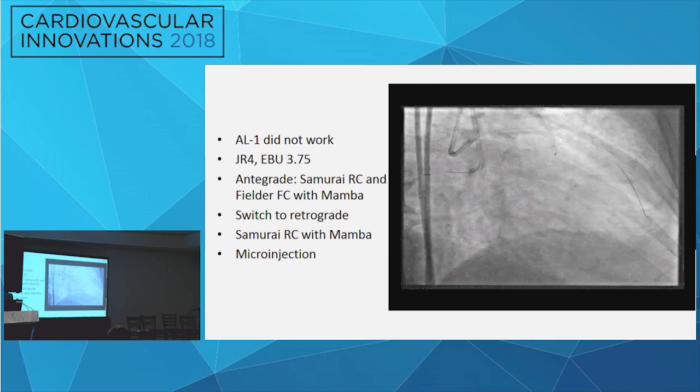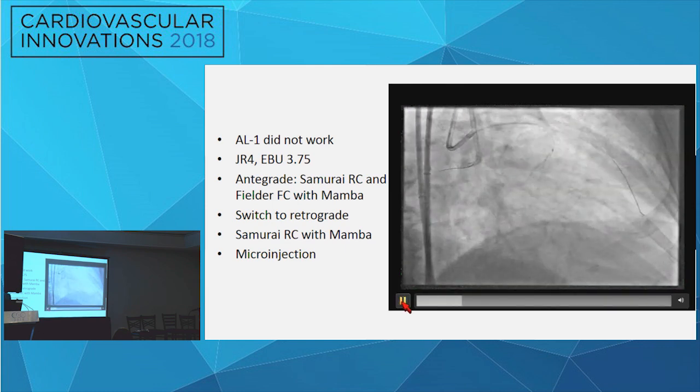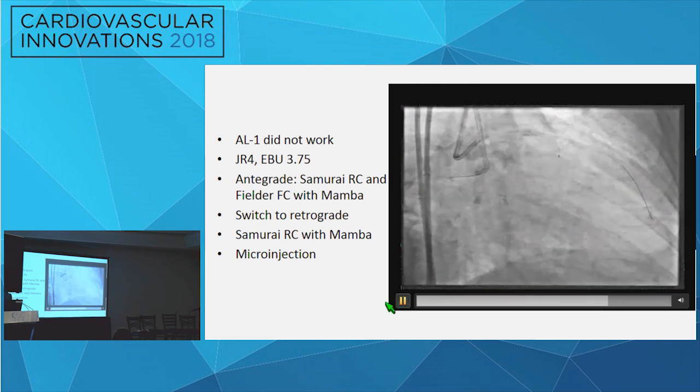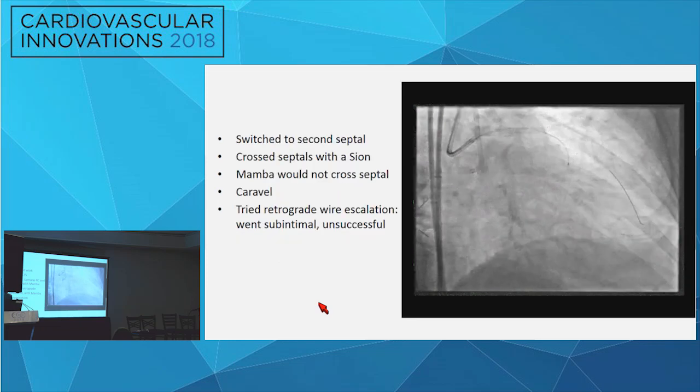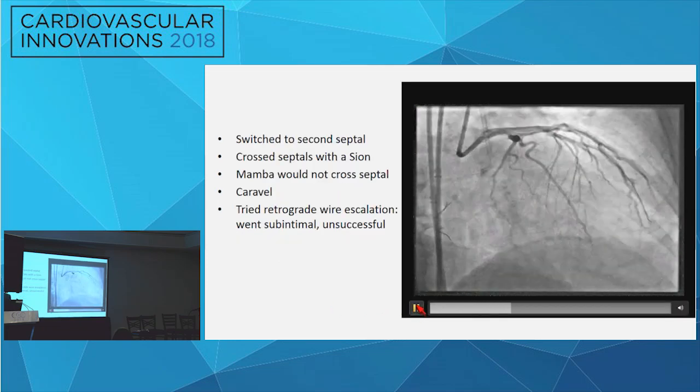So we advanced a Samurai RC guide wire down into the LAD. We usually try to keep a guide wire in the LAD as well, even while we're crossing into the septals, just in case something happens to the donor vessel there. So as you can see, there's a guide wire there, and then we had another Samurai RC with a Mamba microcatheter. We went into the first septal and did a microinjection there, and didn't really see a great connection from that one. So we switched to another septal.